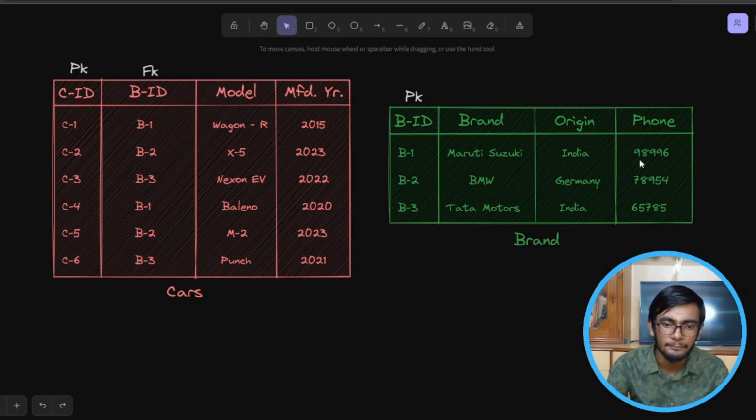I hope that's clear. Now, talking about the primary key and the foreign key in these tables, for the cars object, we have CID as the primary key, and for the brand, we have BID as the primary key. Now, to relate both of these objects together, we need a common field in both of these tables. And the field serving as a foreign key here is BID. As you can see, BID is common in both of these tables, and it is uniquely identifying each record from cars to the brand object. I hope that's clear.